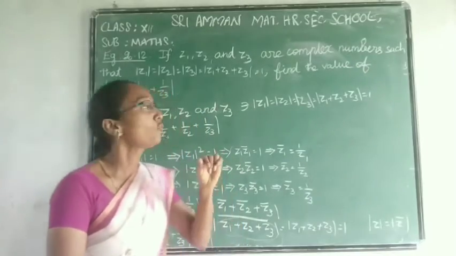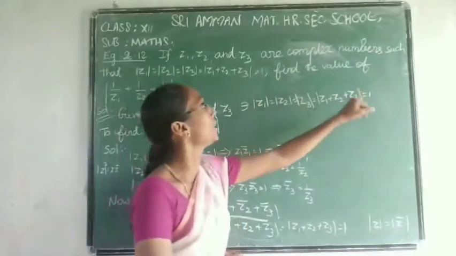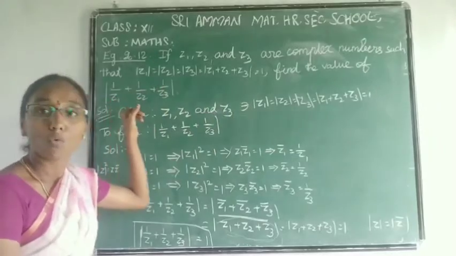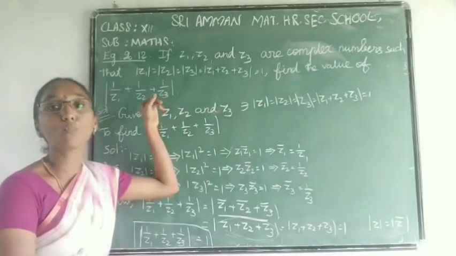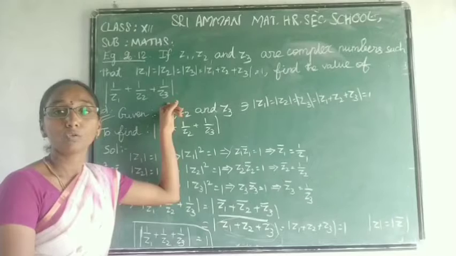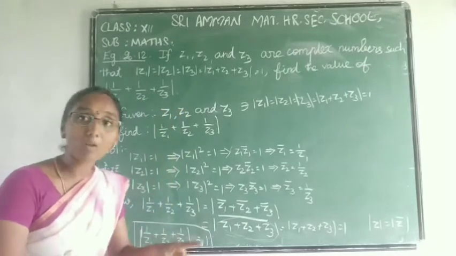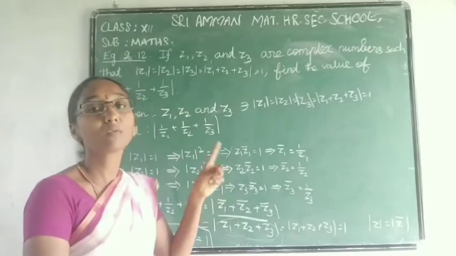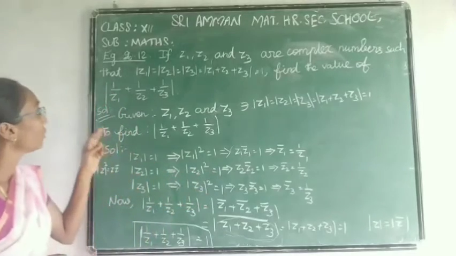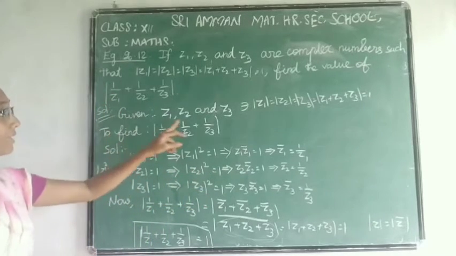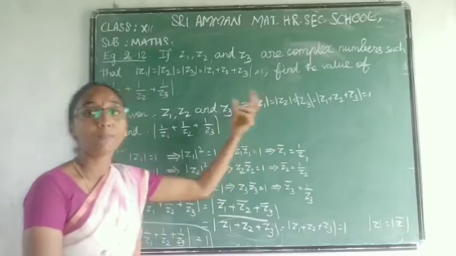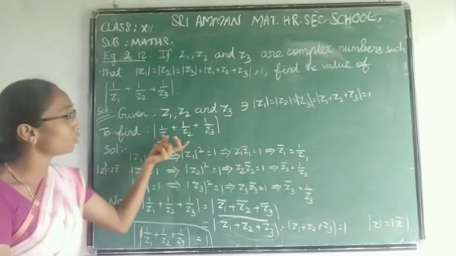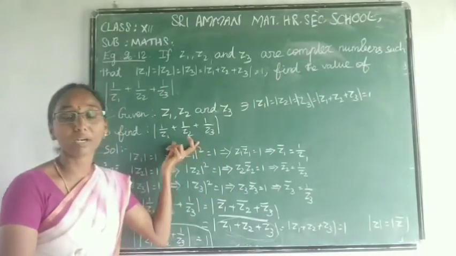Next, what do you find out? Find the value of modulus of 1 by Z1 plus 1 by Z2 plus 1 by Z3. You go to find the value of modulus of 1 by Z1 plus 1 by Z2 plus 1 by Z3. Okay, solution. What are the given values? You write them, and then write the value that you need to find.